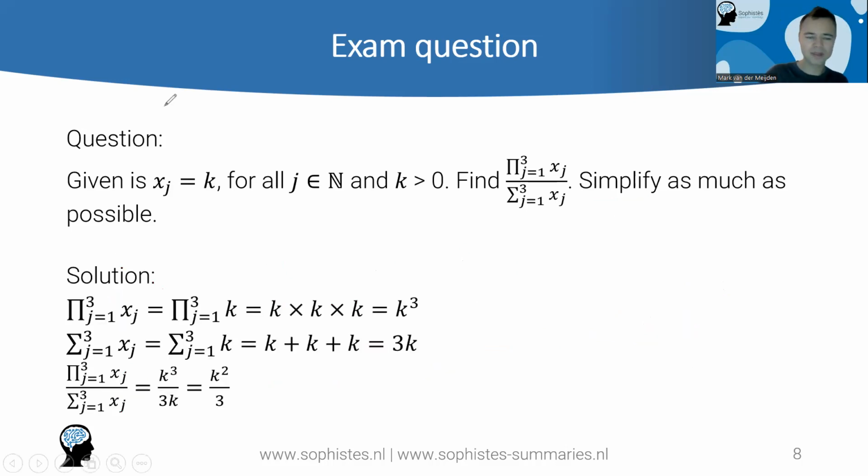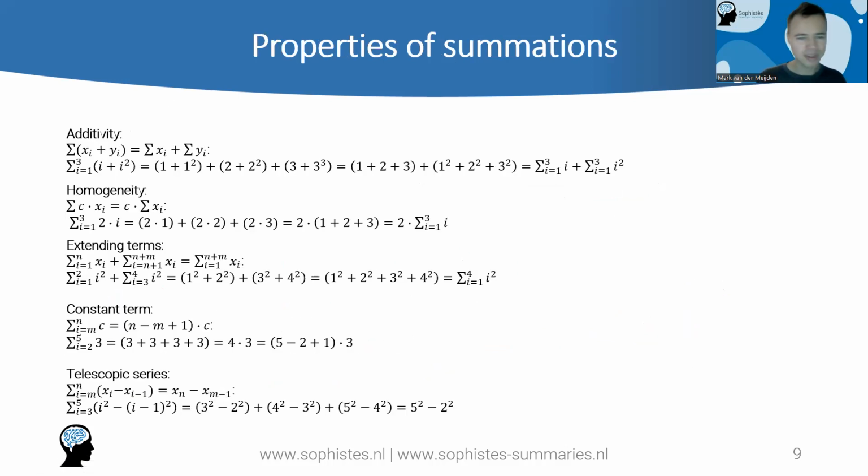So now we're going to the next topic. And this topic is about the properties of summations. So the idea is that some summations are really difficult or really time consuming to calculate with the previous method we used. Sometimes you need to use some properties. And I will walk you through all the properties except for the additivity, because that one is pretty straightforward. So I will start with homogeneity, and then I will discuss all the properties about summations.